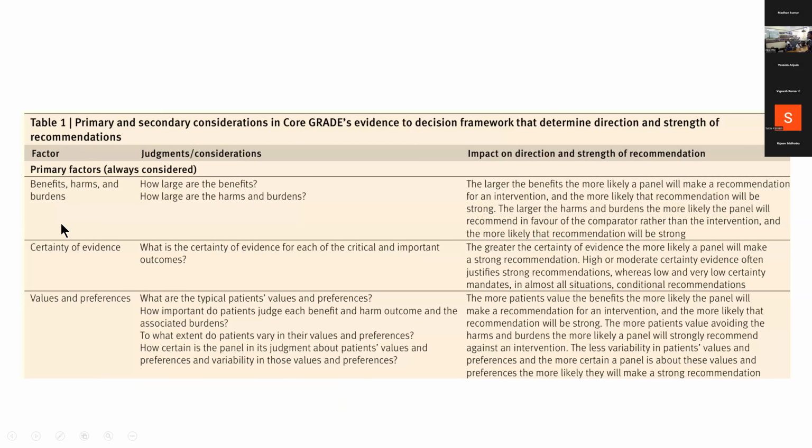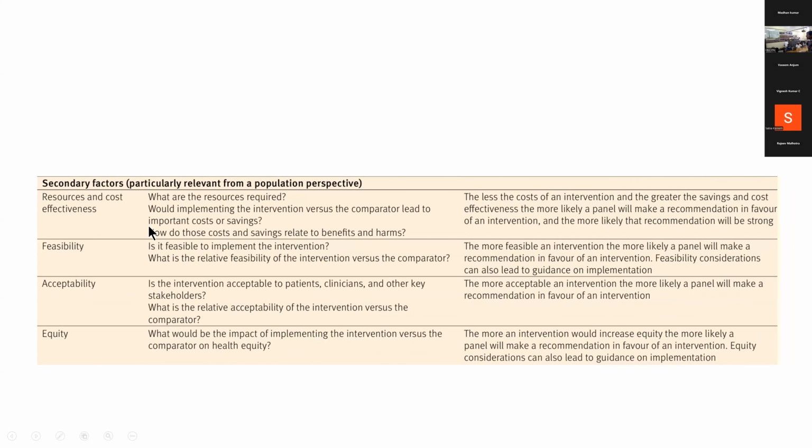When you look at benefits and harms, if your benefits are very large, more likely the panel will make a strong recommendation. If your harms and burdens are large, the panel is going to give you a strong recommendation against the intervention. If it's a higher certainty of evidence, the panel is going to strongly recommend for an intervention. It's also important to consider the patient's values. Sometimes patients will value the benefit. Then the guideline panel will recommend for the benefit. Sometimes patients will value the harms. Then the guideline panels will recommend against the intervention. Then you also look at the costs, the feasibility, the acceptability, and the equity.